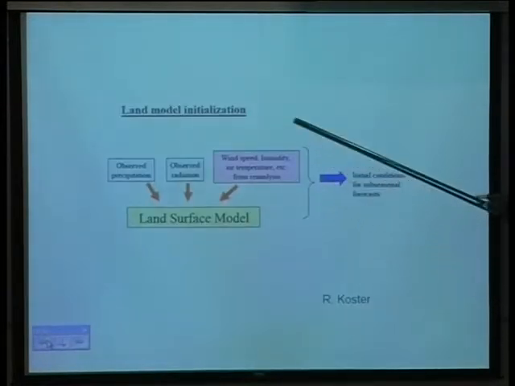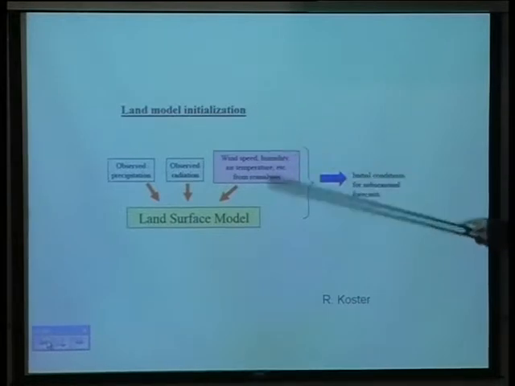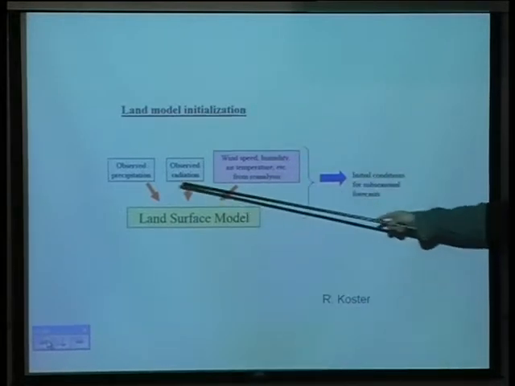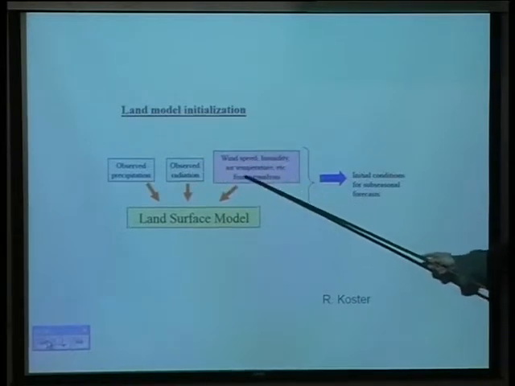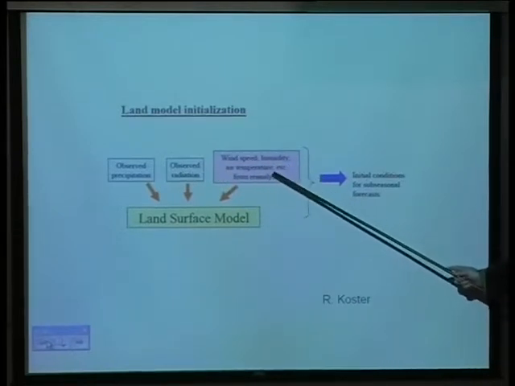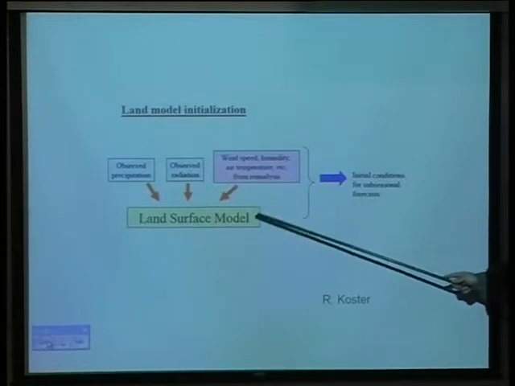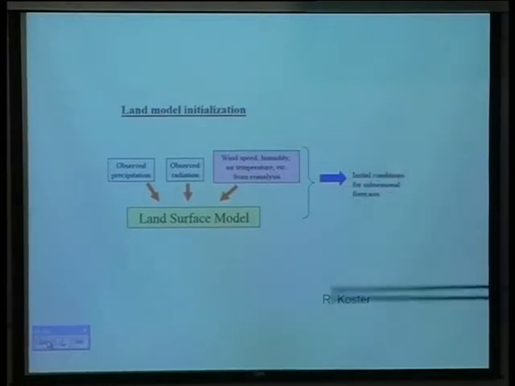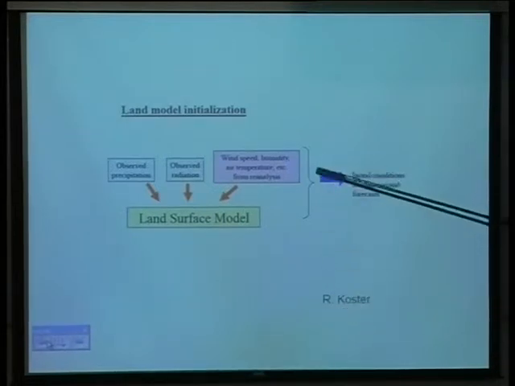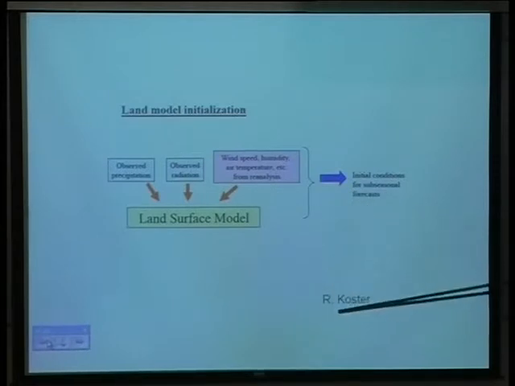Okay, so here again, this is the way the initialization was done for the model. So there's observed precipitation, observed radiation, wind speed, humidity from reanalysis, again, which is produced by a data assimilation product, and it feeds into the land surface model. And then they get this initial condition to run these forecasts. So again, I think I had noticed these slides. Some of these slides will come from other people. This is from Randy Koster, from NASA Goddard Space Flight Center, who organized this experiment for GLACE.